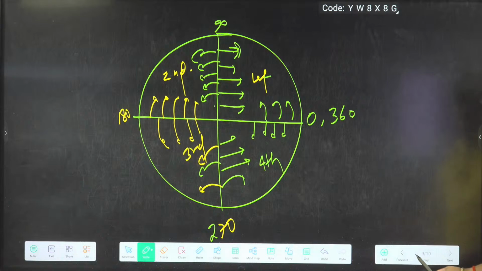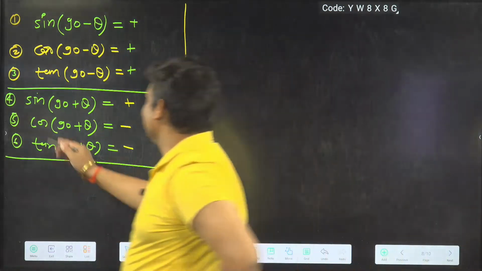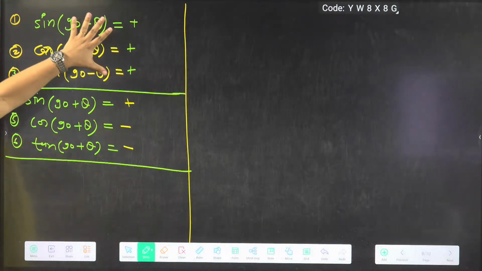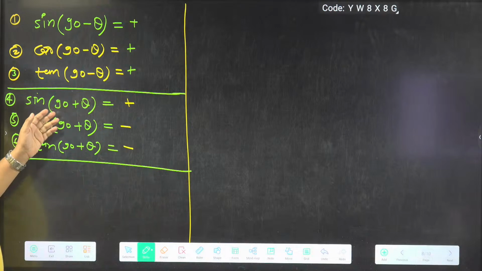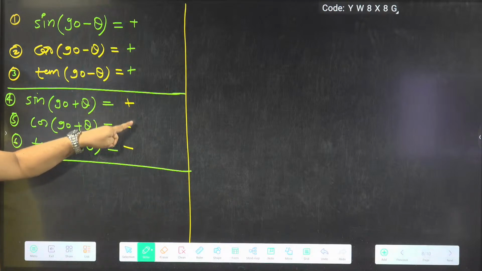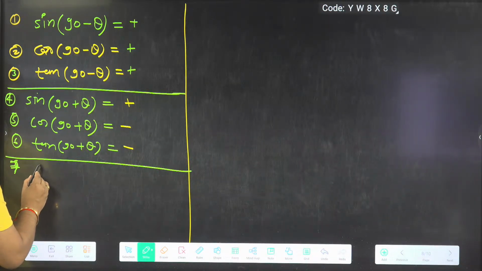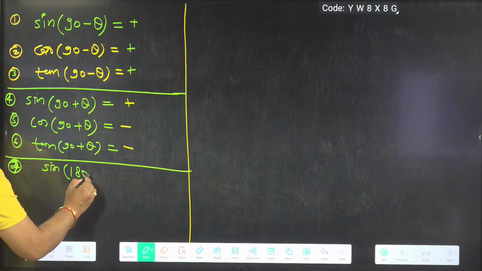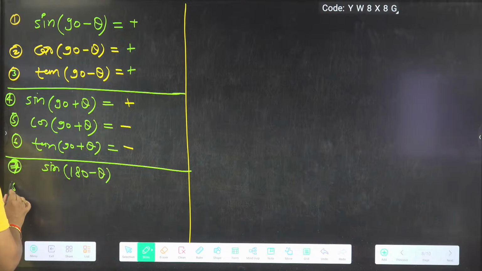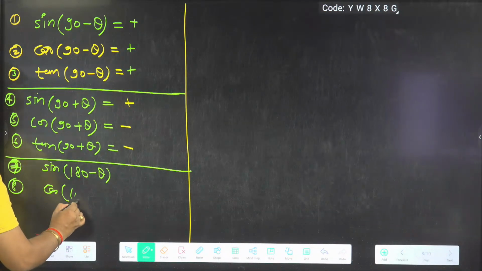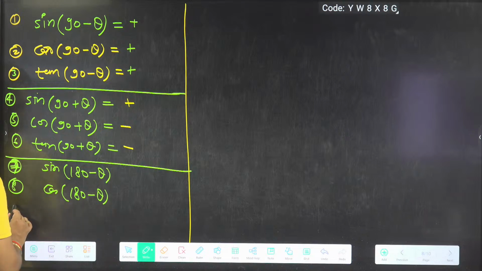Now we can say here that this was the second quadrant, this is the first quadrant, so all were positive. This is your second quadrant, so sine positive, but others are negative. Now, number 7: sine 180 minus theta. You have to say which quadrant will be there. Number 8: cos 180 minus theta. And then number 9: tan 180 minus theta.